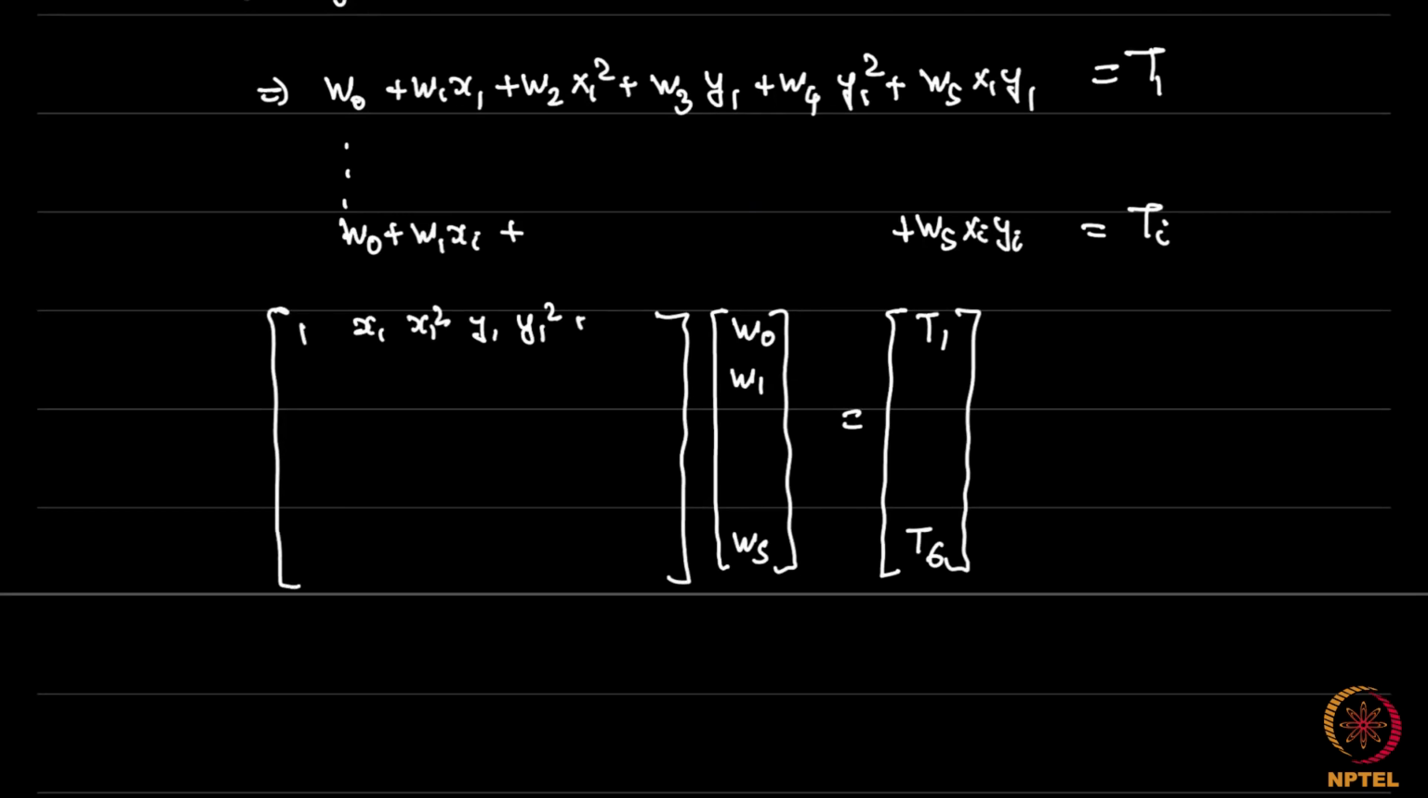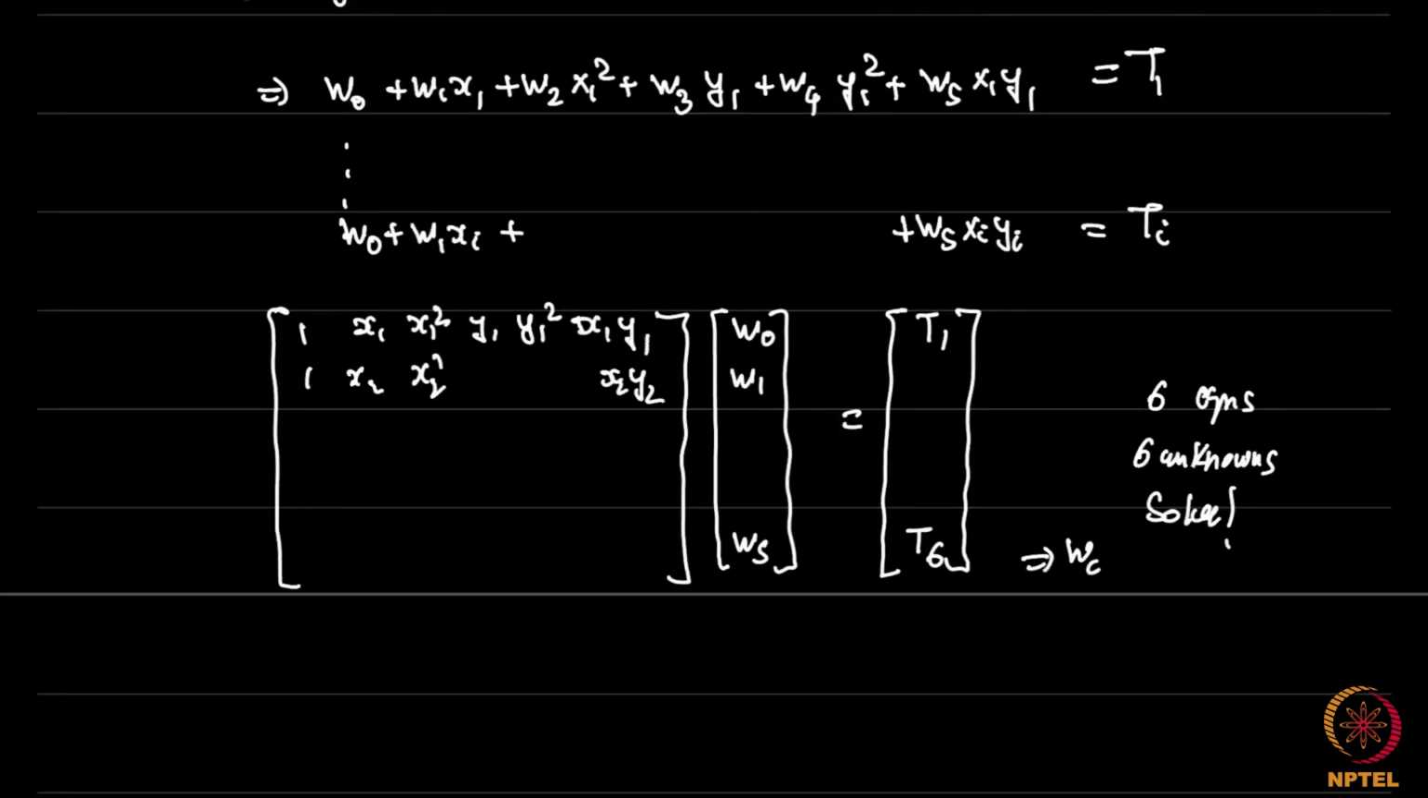Then x1, x1 square, y1, y1 square, and then x1, y1. Similarly, 1, x2, x2 square, so on and so forth, up till x2, y2. So you have 6 equations, 6 unknowns. Solve. And there you have your temperatures. Okay, so sorry, there you have W0 through W5.